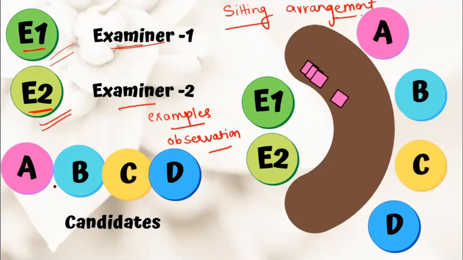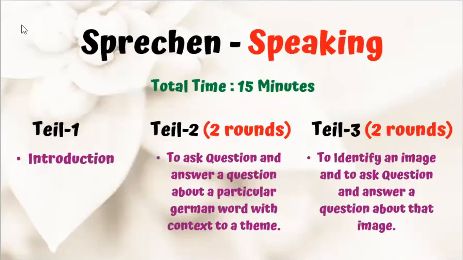There are 4 candidates. If you are candidate A, then there are 3 more candidates sitting with you in this speaking exam. Now, this Sprechen exam consists of 3 tiles: tile 1, tile 2, tile 3. The total time is 15 minutes. In 15 minutes, a total of 4 people will complete the exam.